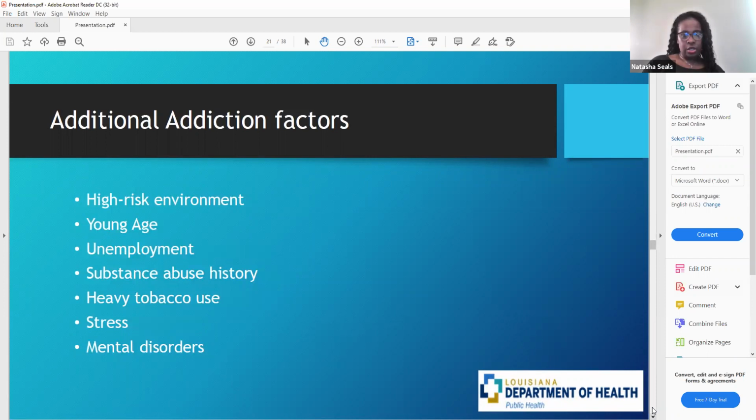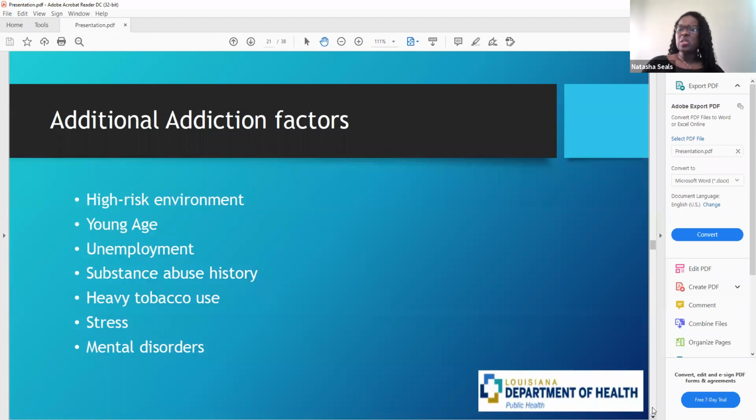Additional risk factors to look at. High risk environment. Do you live in an area where there may be frequent drug movement, or do you live in a home with someone that uses medication or abuses it, unfortunately? That's a high risk environment. Young age plays a factor. Many youth feel like they're going to live forever, and they are more prone to riskier behavior. Unemployment is a factor because you never know that something's going to happen until perhaps your back has been pushed up against the wall. That's a risk factor.